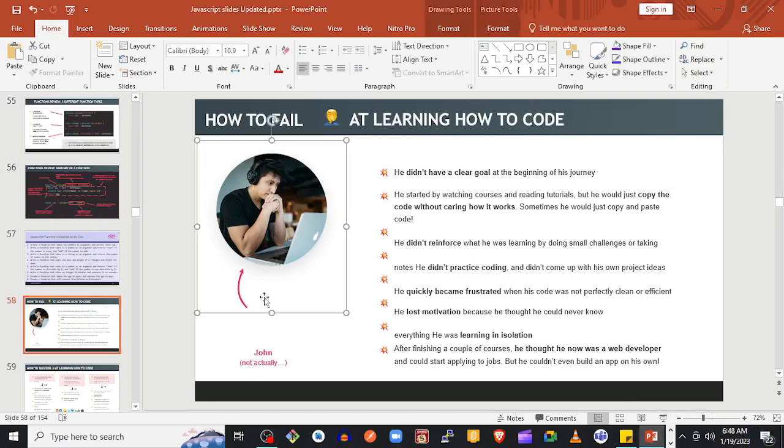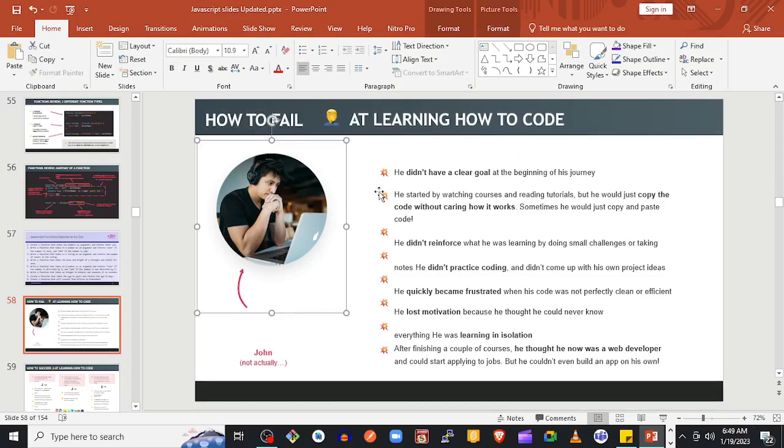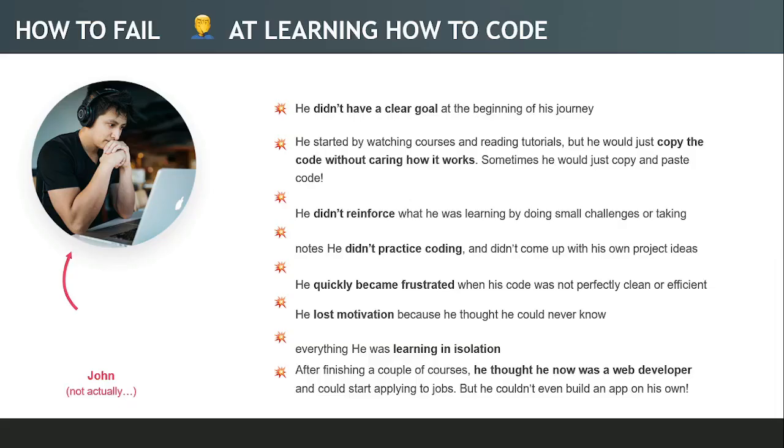So the first way is to look at what other people think learning is on YouTube. We're going to be using this guy, John, just as an example. You can see the heading here is how to fail at learning how to code. There is this guy called John, and he didn't have a clear goal at the beginning of his journey. Some people just start coding because they saw others doing it, or because it is a hype. They have no clear goal why they are starting the coding journey.